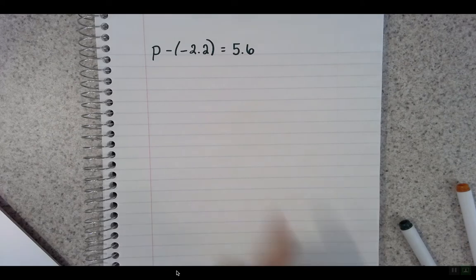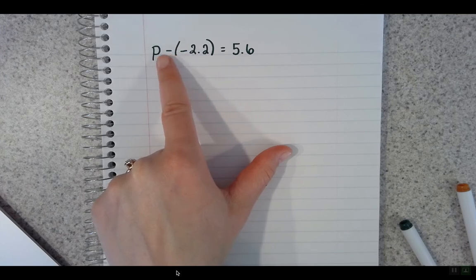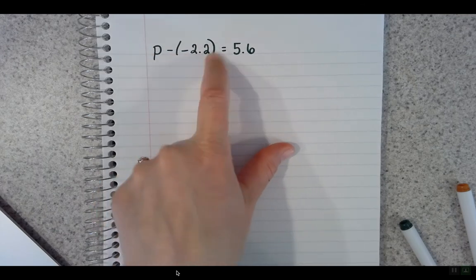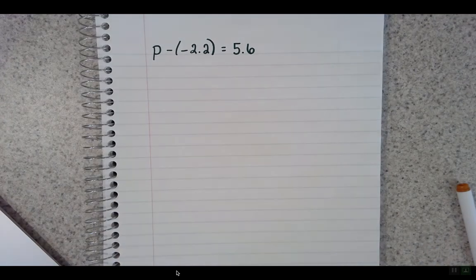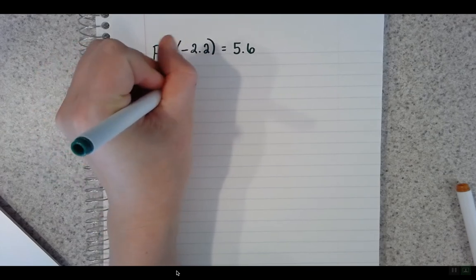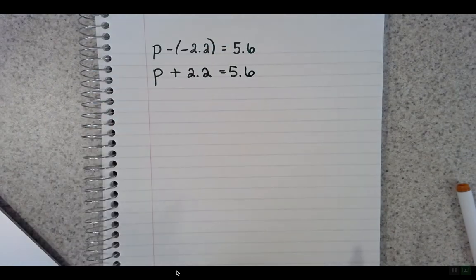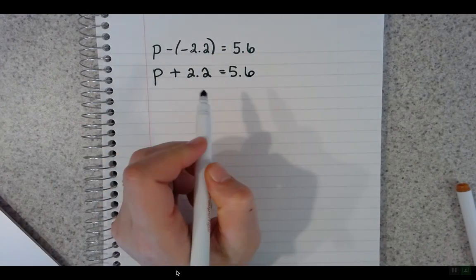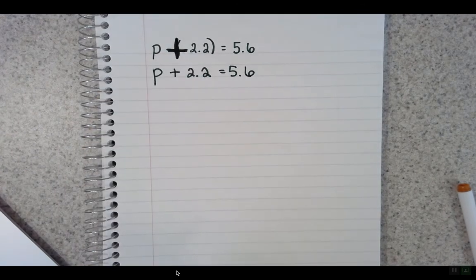So the first thing I see here is a double negative. I've told you in the past, double negatives are deceiving. You should never leave your problem written with two negatives in a row. I need to rewrite this problem as p plus 2.2 equals 5.6. Double negatives always can be turned into addition problems.